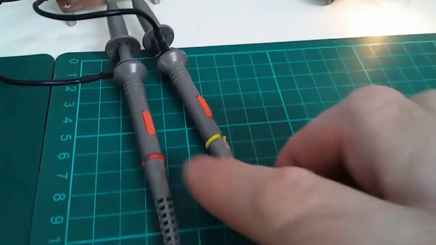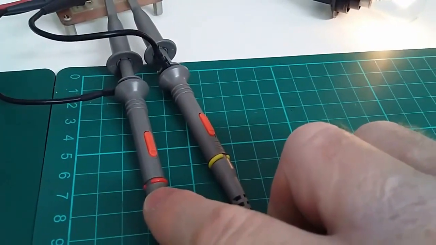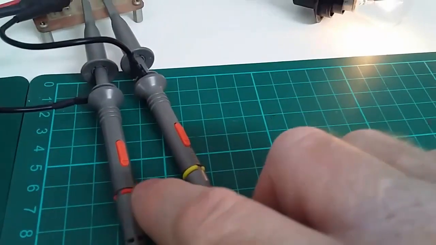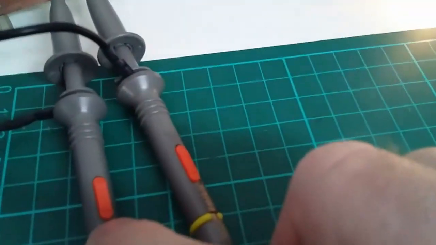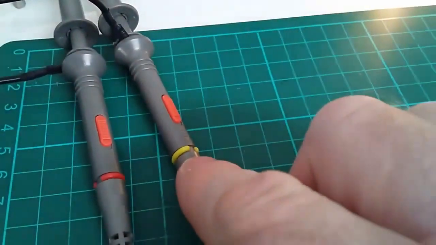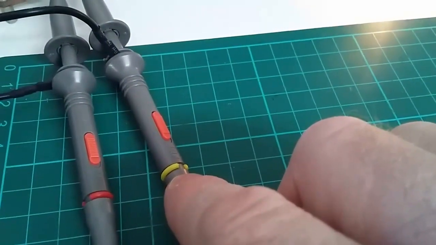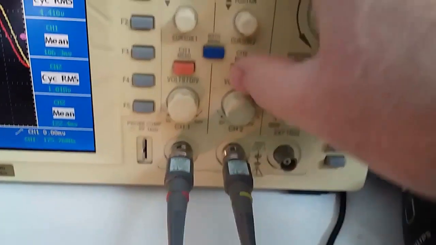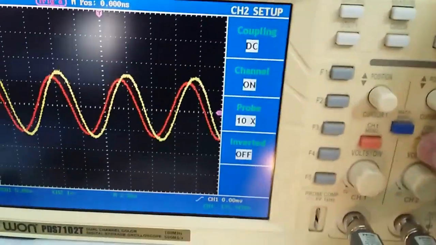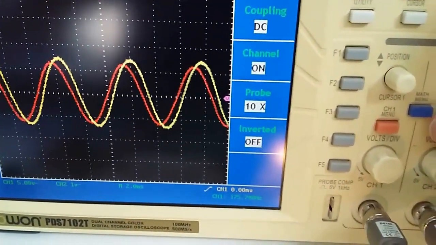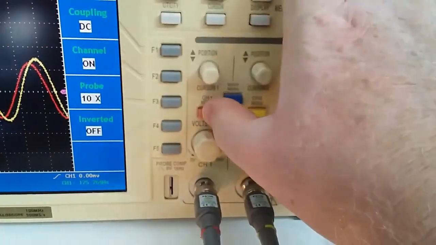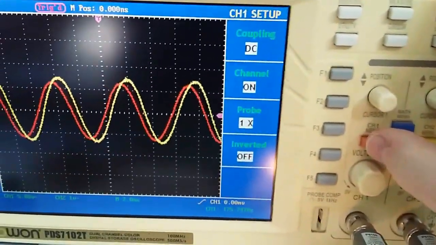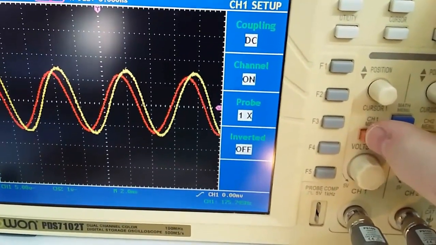I've got two probes here. Red is measuring the voltage. Probe is set on 1 times. Yellow is measuring the current. Probe is set on 1 times. On the scope here, on the yellow, I've got the probe set on 10 times. Okay, and on the red, I've got the probe set on 1 times.